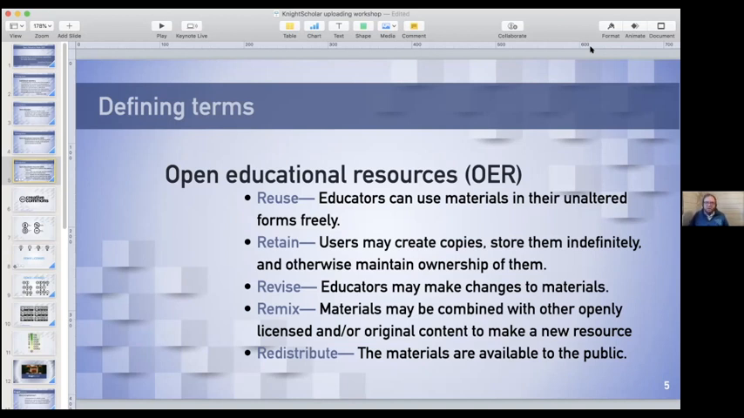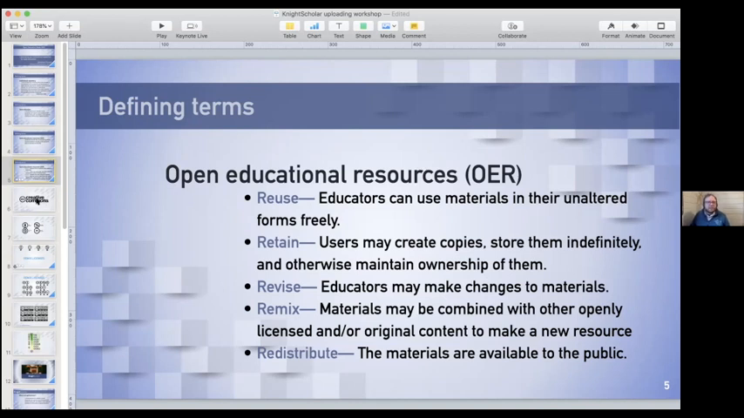So these 5 Rs are used as ways of talking about open educational materials. There is some leeway in what these actually mean, and we can talk about that later on. There are others who have greater expertise in OER than I do.